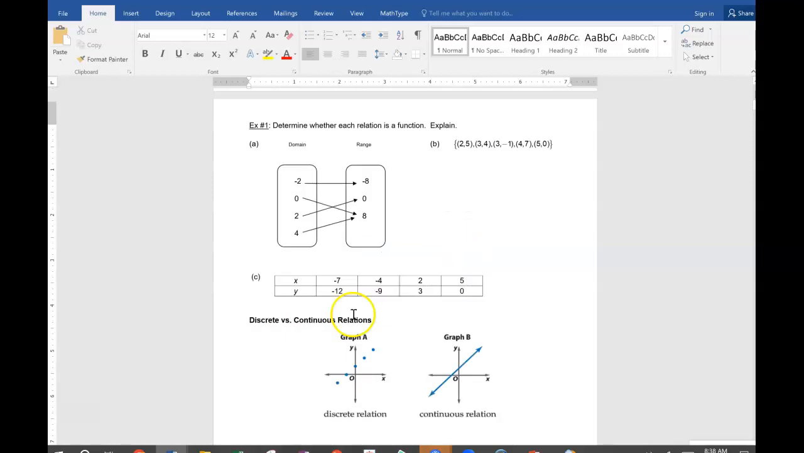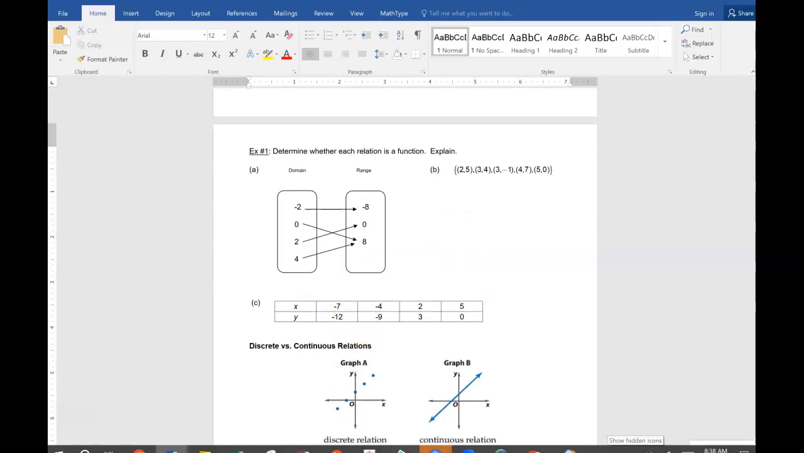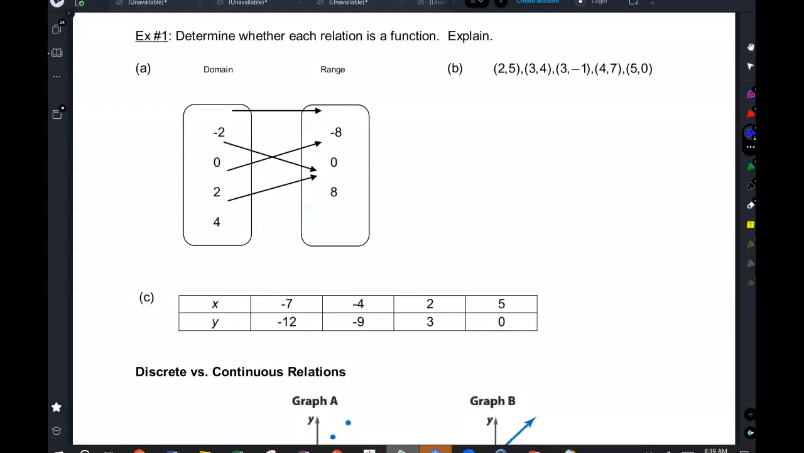Okay, here. So if you take a look at this, right? Look at this first one. Is it a function? Yeah. Yeah, it is a function because each number only points to one other number. So yes, it is a function. Okay. So yes. What about this one?